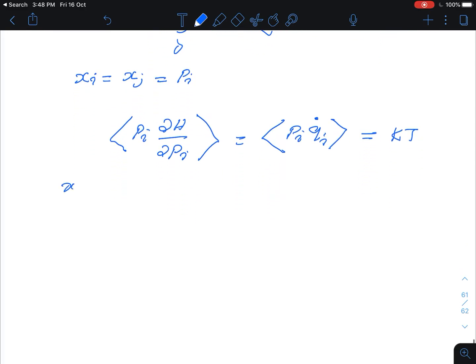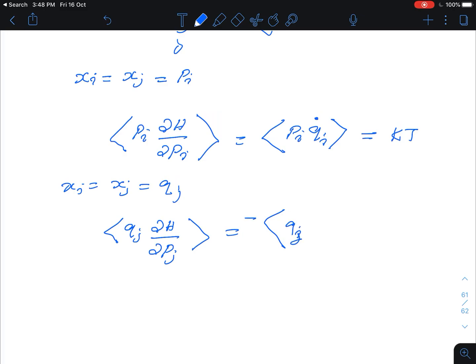Similarly, if xi is equal to xj is equal to qj, let us say qj. So in that case, it's qj dou h by dou pj is equal to dou h by dou pj എന്താണ് minus p dot qj, minus into minus pj dot, that's also kt. Clear?